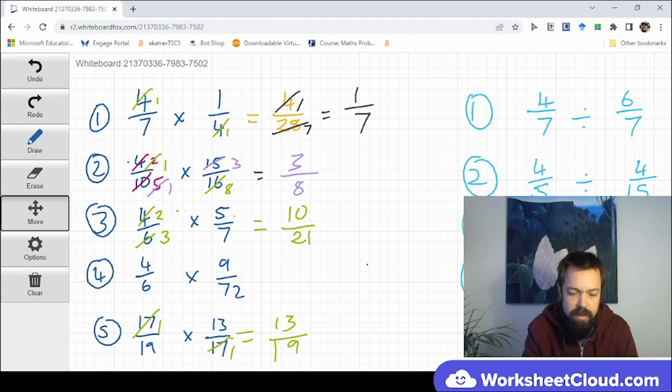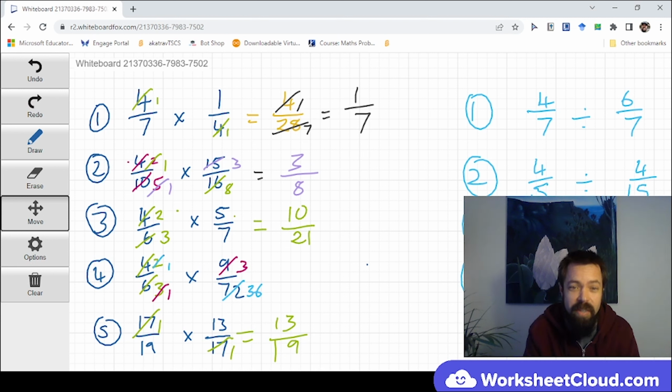Last one of these. This one, there were a couple of different ways. Let's start by simplifying. So 2 goes into there twice, 2 goes into there 3 times, 3 goes into there once, 3 goes into there 3 times, 2 goes into there once, and 2 goes into there 36 times. I deliberately picked one where we would go on for a while because I want you to know that you can keep going with the simplifying until you can't do any more.